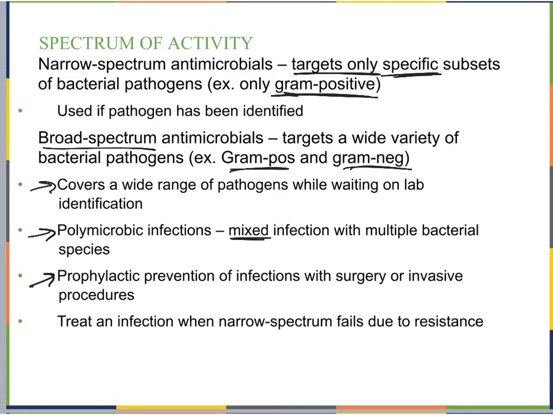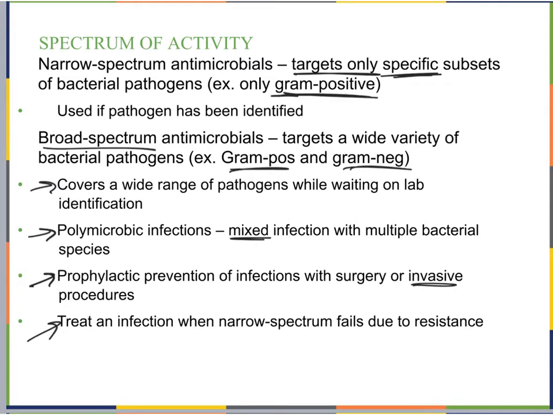Broad spectrum antimicrobials are also given as prophylactics. That means that if somebody's going in for surgery, for example, they would be given a broad spectrum antimicrobial ahead of time, so that if they're exposed to any bacteria during surgery, there's already antimicrobial medicine in their body to fight off those bacteria. The same goes for other invasive procedures. Any invasive procedure that may put the person at risk for a bacterial infection, they can give it as a prophylactic, as a preventative measure.